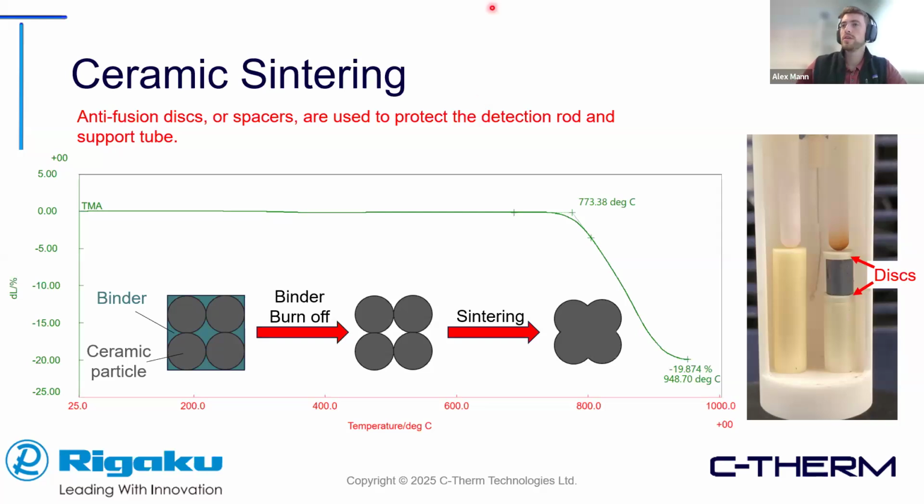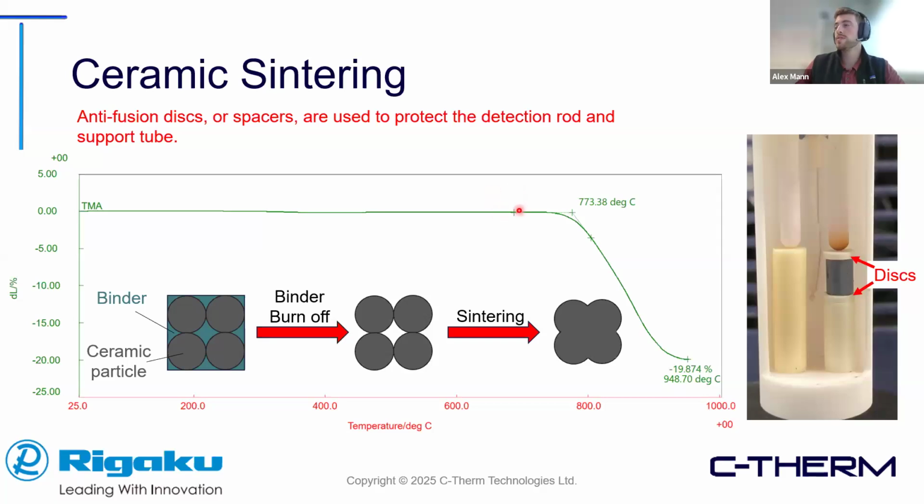Next, I'm just going to introduce some ceramic sintering real quick. So as we can see here, we have our pellet. It rests above and below these spacers or discs in order to protect our detection rod. And the pellet has been pressed using a binder and the ceramic particles. So as the binder burns off and the temperature increases, the particles become sticky and they'll stick together. Very important for ceramics and even metals such as 3D printing.